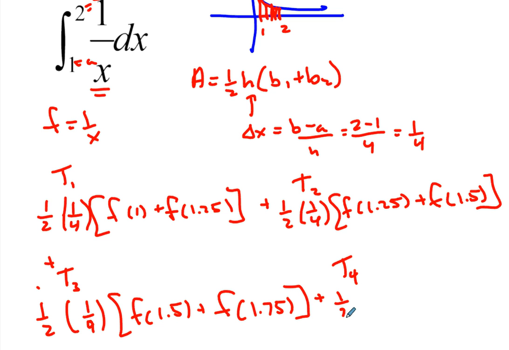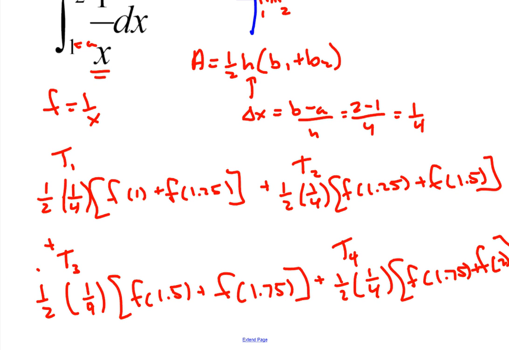Find that area: it'll be 1/2 the height, which is 1/4, and then we have f of 1.75. We're going to add that to our last base, which is the last end of our interval, and we put that right there.